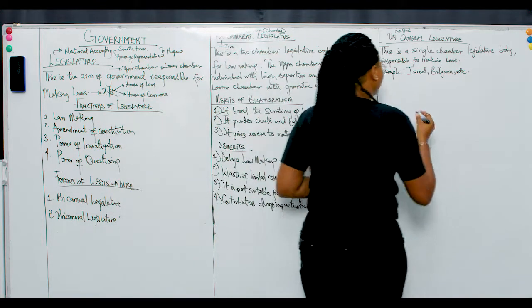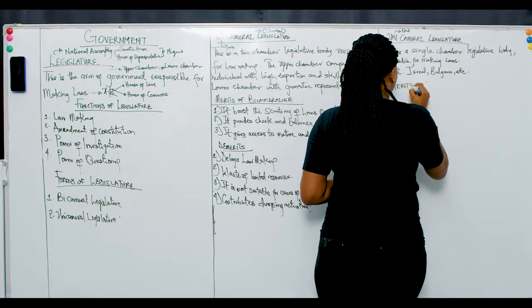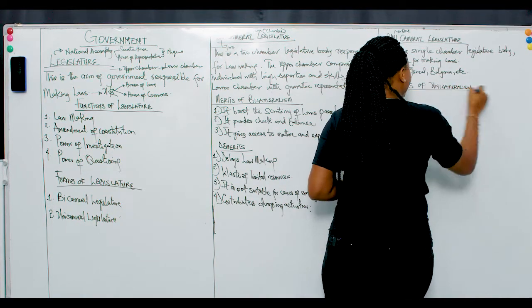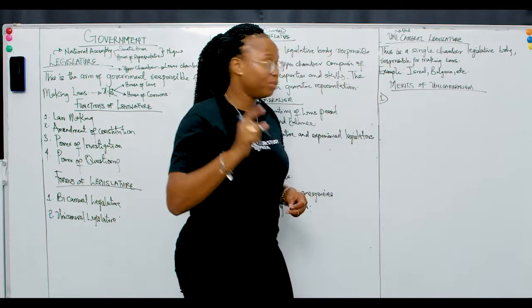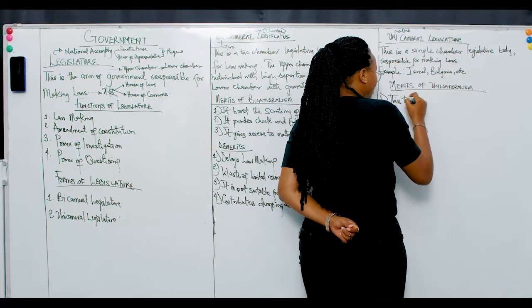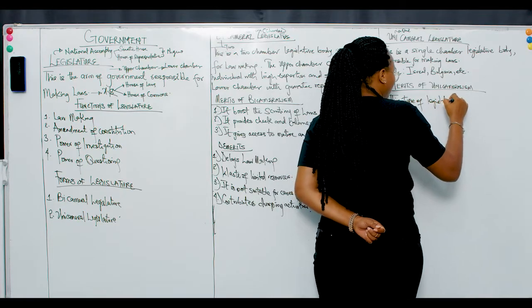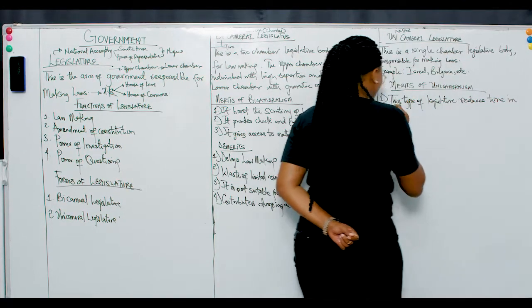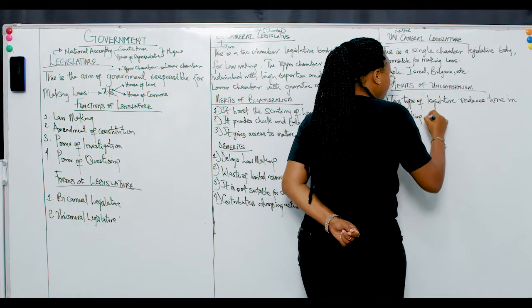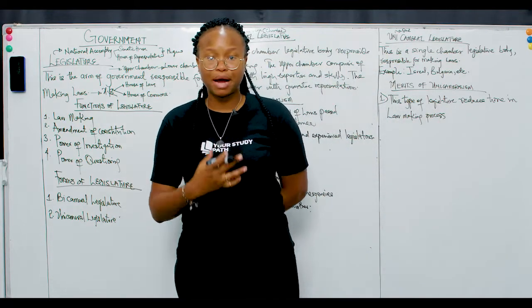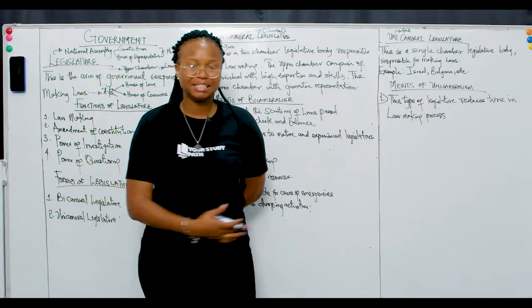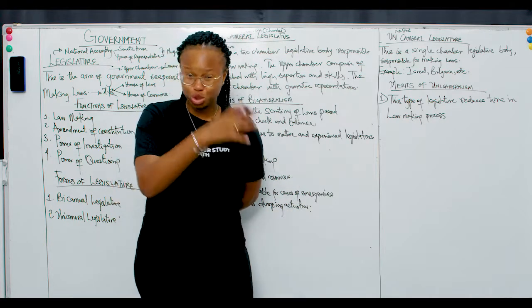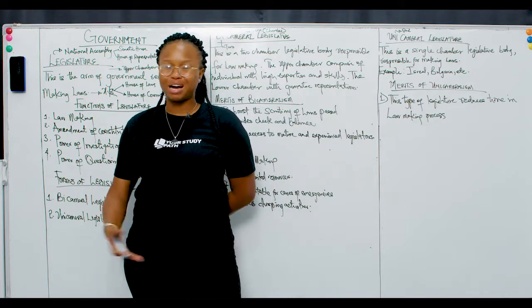Now, we'll ask ourselves, are there any merits of unicameralism? First and foremost, we know that this reduces time in the lawmaking process. Because it is a single chamber legislative body, decision making in terms of law passing and bills is done in just one chamber. So it means once one session is held with the single chamber, nothing else is taken to any other chamber and the bills can be faster.